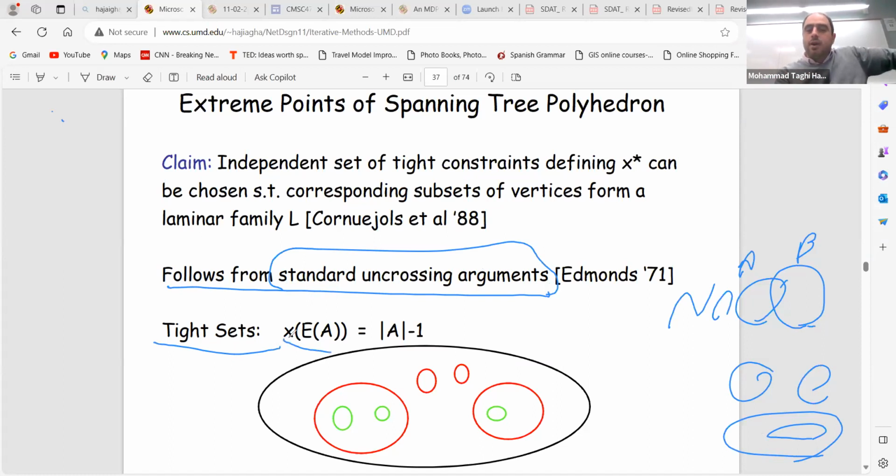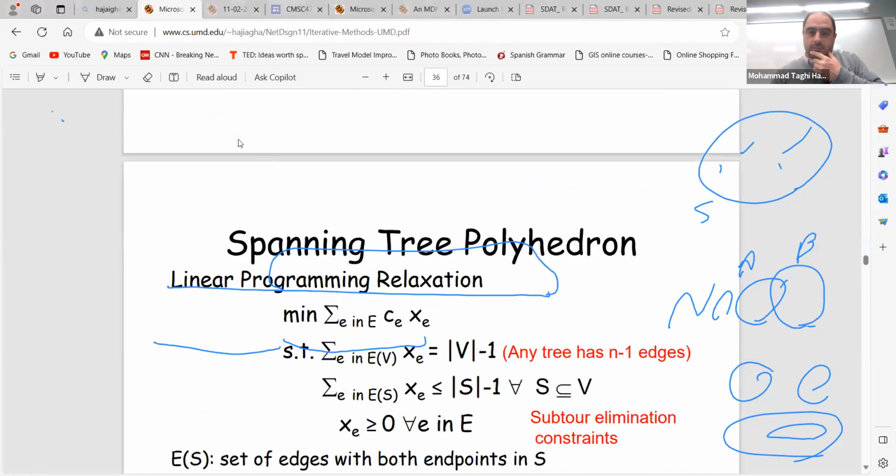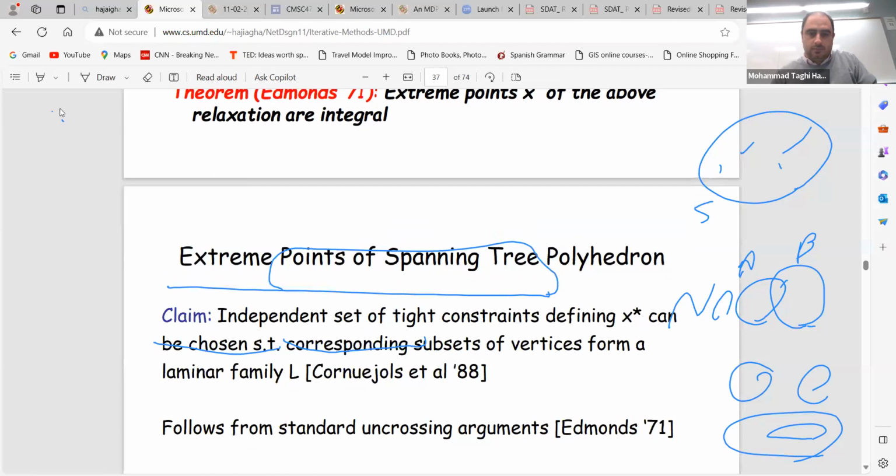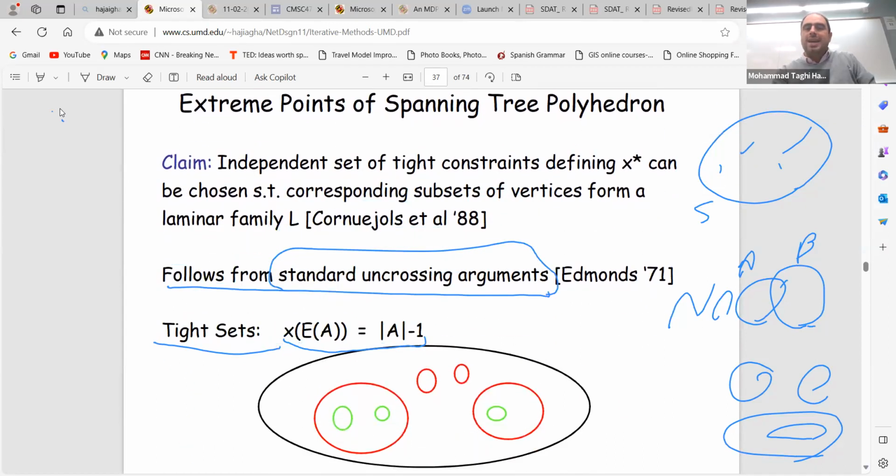So what is a tight set? What was the condition? We said that for any set S, the sum of x_e should be at most |S| minus 1. This is the condition that we have, correct? Of course, for all the edges, I have this one. For V, I have this one. But for any set S, I know the sum of x is at most |S| minus 1. So it would be tight if it is exactly equal. So x(E(A)) means the sum of the x's for all edges in A. A tight constraint is that the sum of the x's is equal to the size of A minus 1.